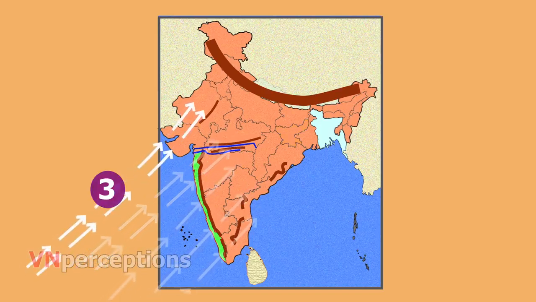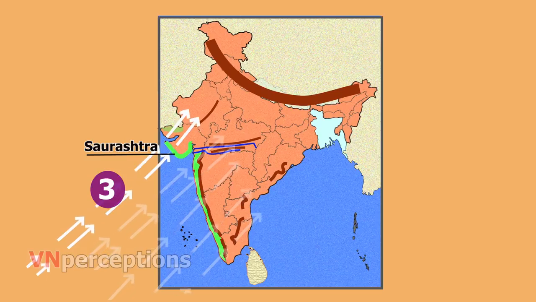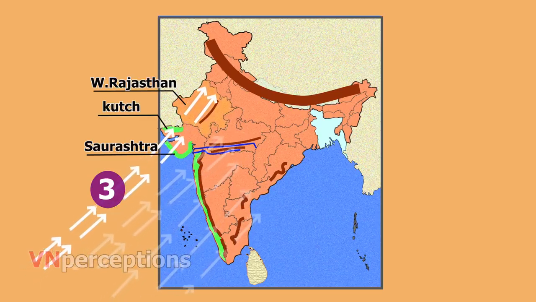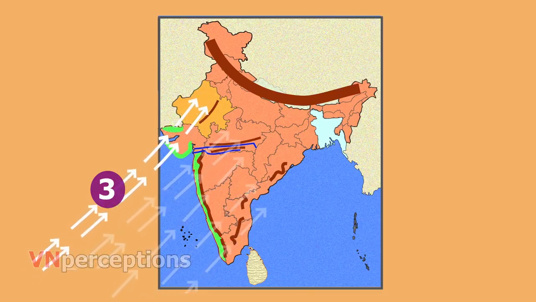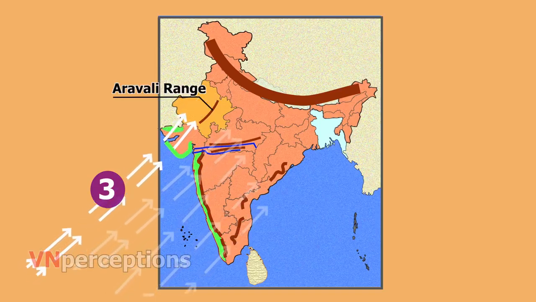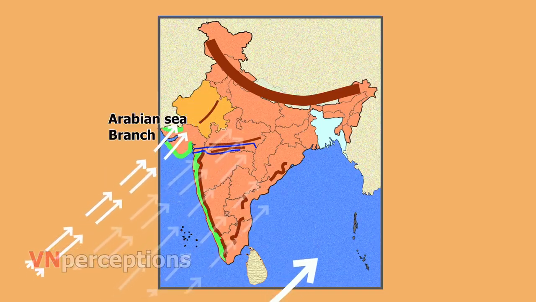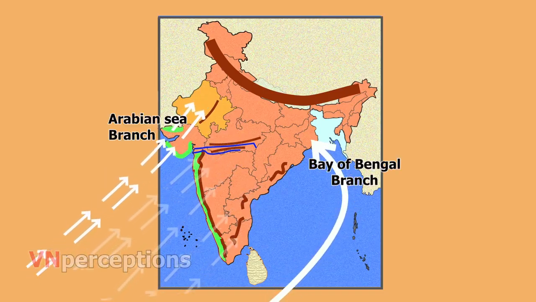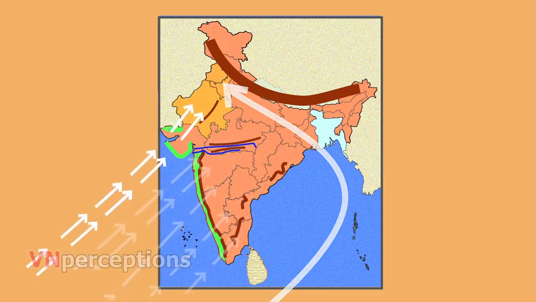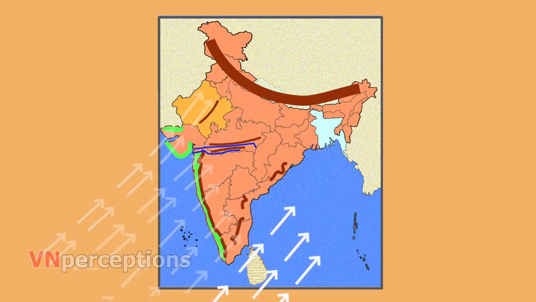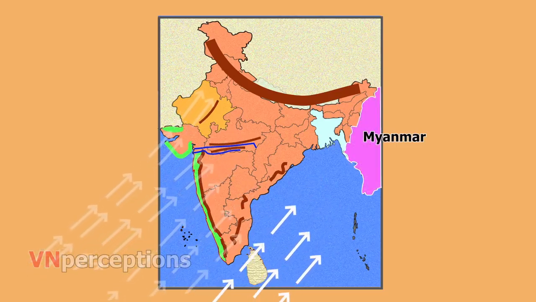The third part of the Arabian Sea branch strikes the coast of Saurashtra and then Kutch. It passes over western Rajasthan and along the Aravalli range. It gives scanty rainfall in these regions because the Aravalli range lies parallel to the southwest monsoon winds. The Arabian Sea branch joins the Bay of Bengal branch in Punjab and Haryana and gives rainfall in the western Himalayas. The Bay of Bengal branch is directed towards the coast of Myanmar and parts of southeast Bangladesh.